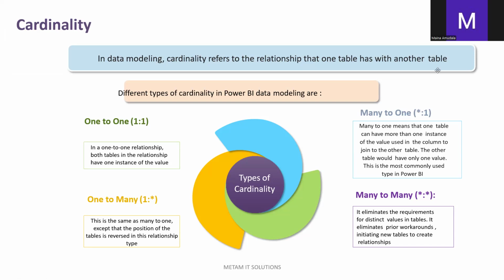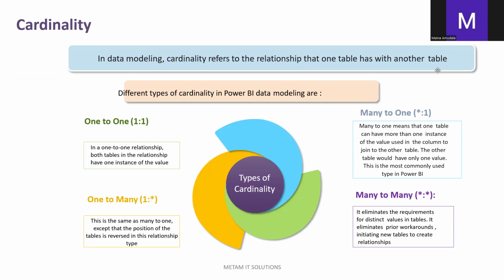And the last one is many to many. It eliminates the requirement of distinct values in the tables. It is like having many different instance values of one table relating to many different values of the other table. Not only the one, it requires many values. Yeah, this is many to many.